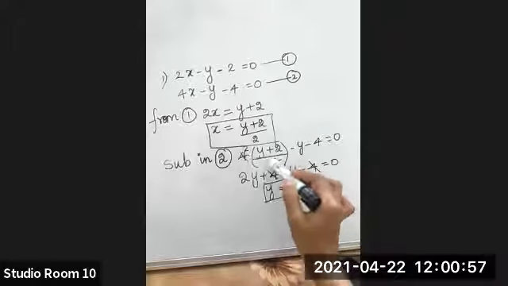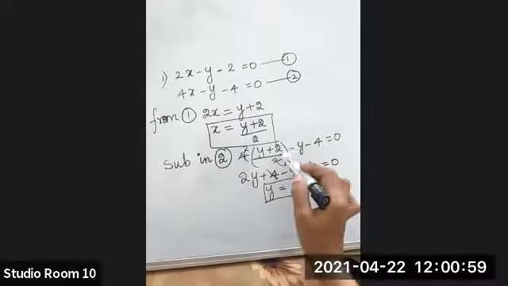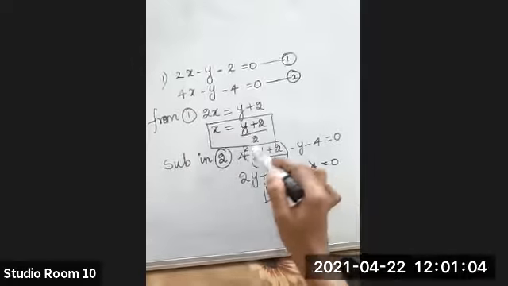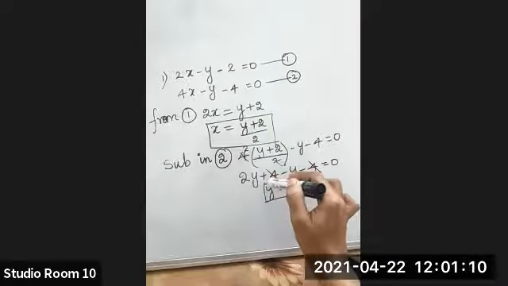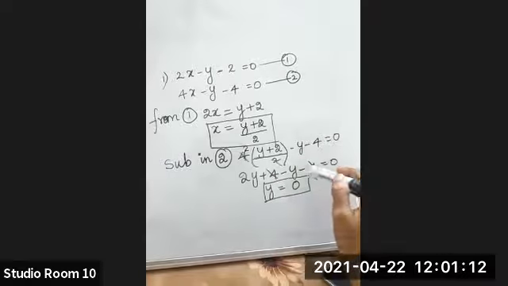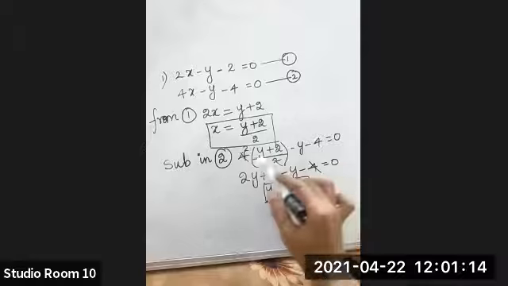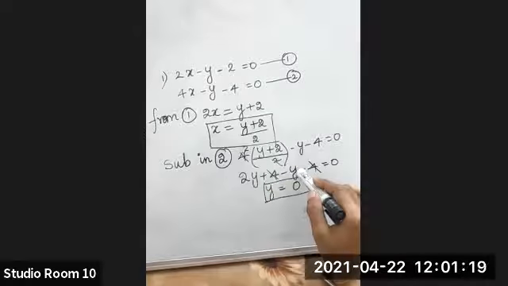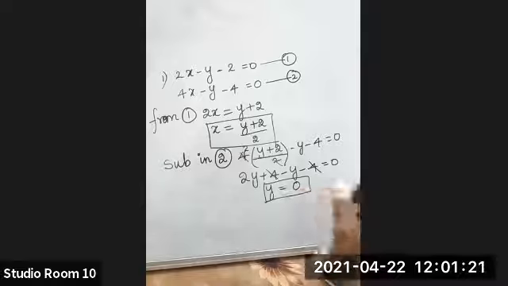This by 2 is common for the full term y plus 2. Similarly, 4 is common, so we can cancel 2 and 4. When you cancel 2 and 4, we will get 2. So 2y plus 4 minus y minus 4 is 0. Plus 4 minus 4 will get cancelled. 2y minus y, we get y is 0. We'll be getting y as 0.